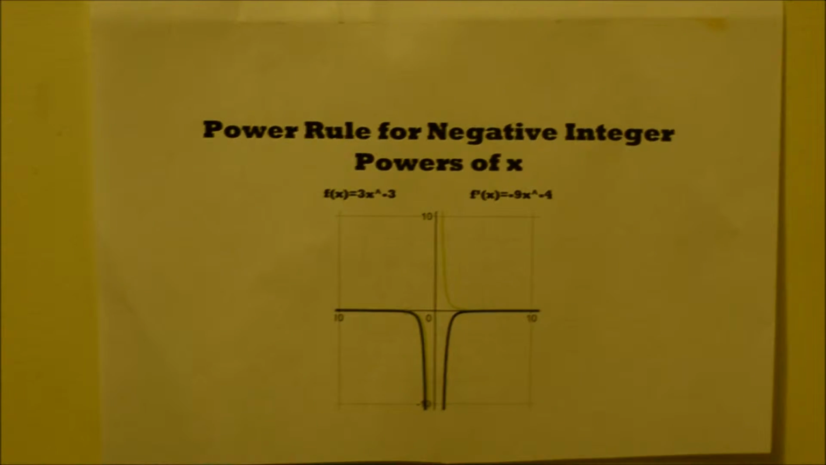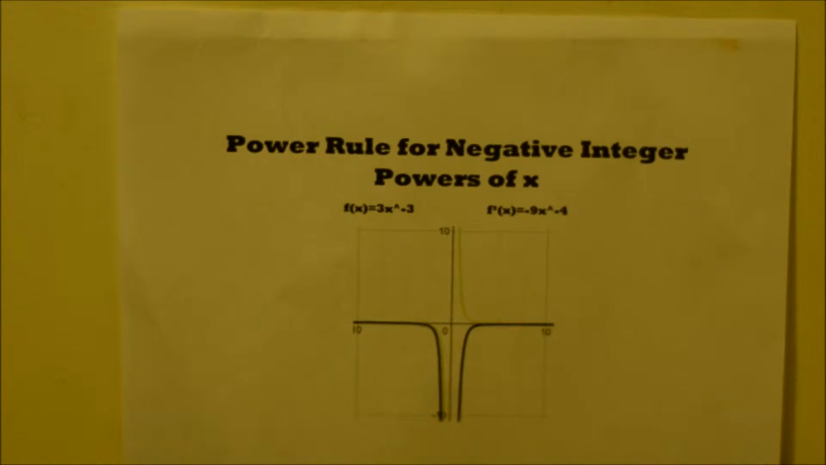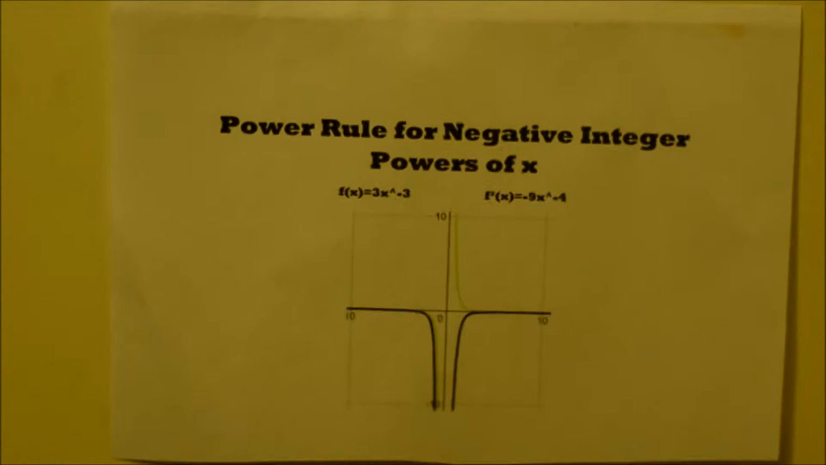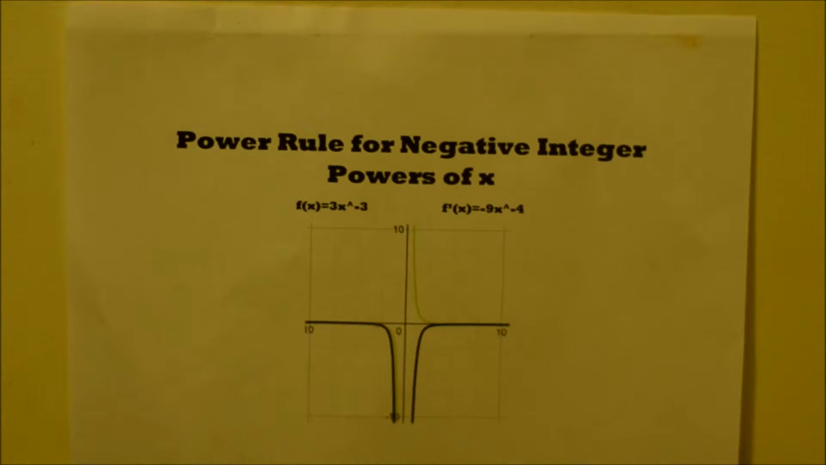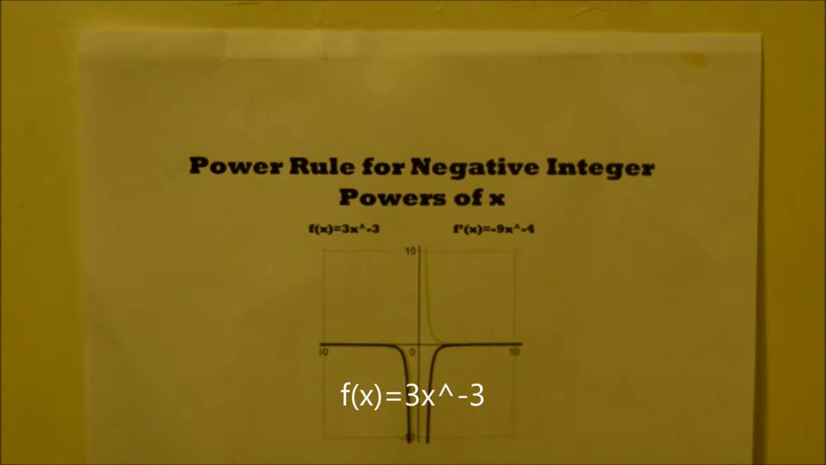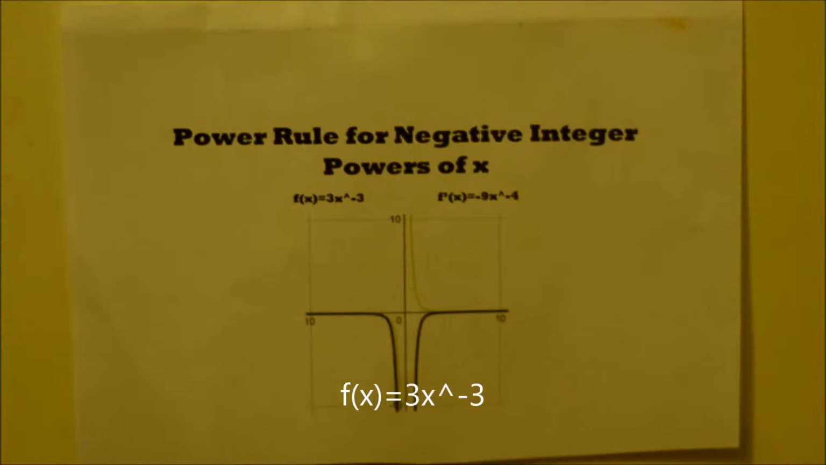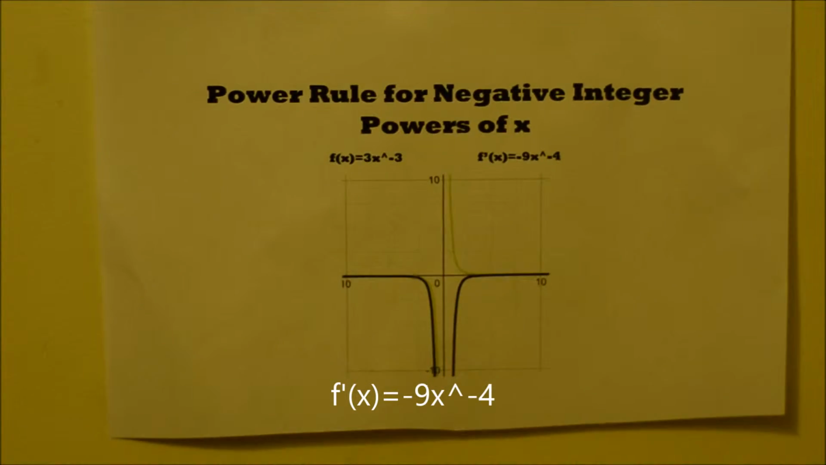Oh hey, over to my right, we have the power rule for negative integer powers of x. Similar to the power rule for positive integers, whenever there is a function with a negative exponent, you multiply that exponent by the leading coefficient and then subtract 1 from the exponent. So a function like f of x equals 3x to the negative 3, the derivative of that would be negative 9x to the negative 4.